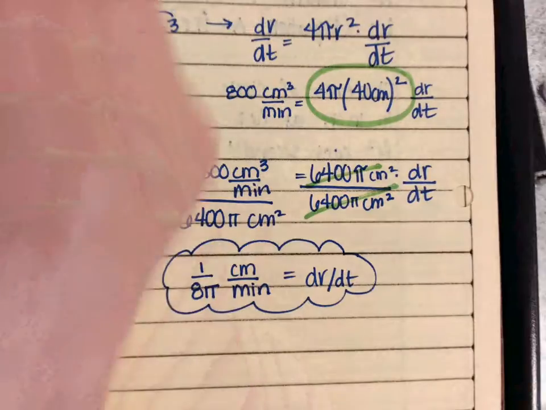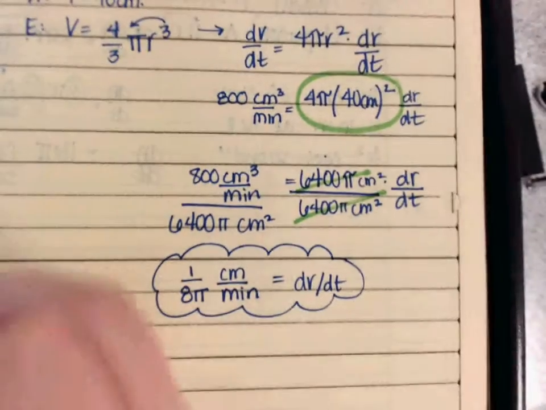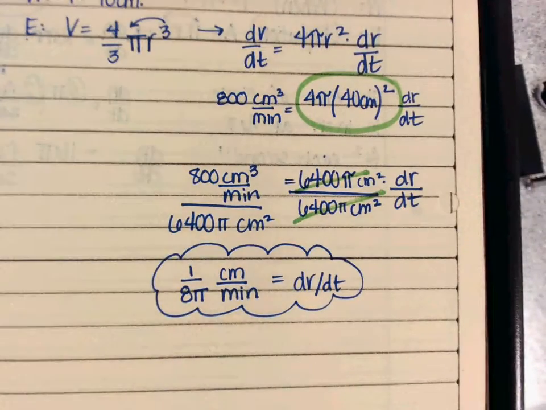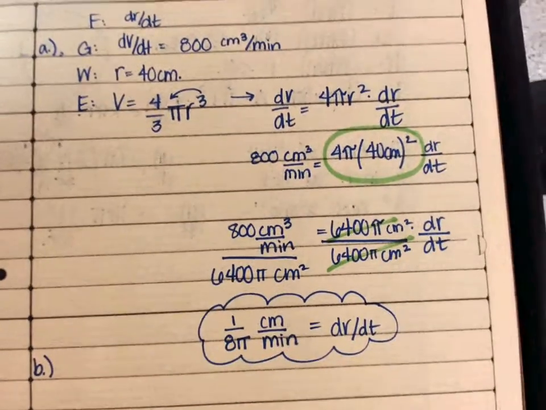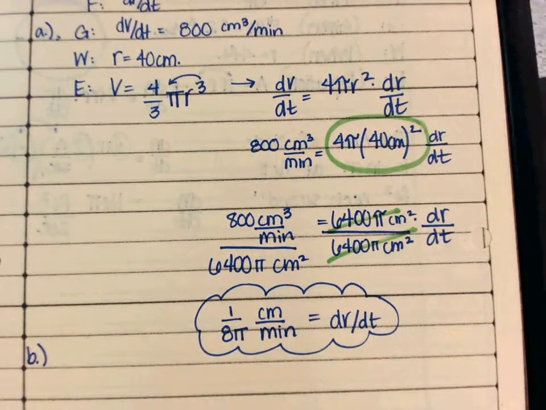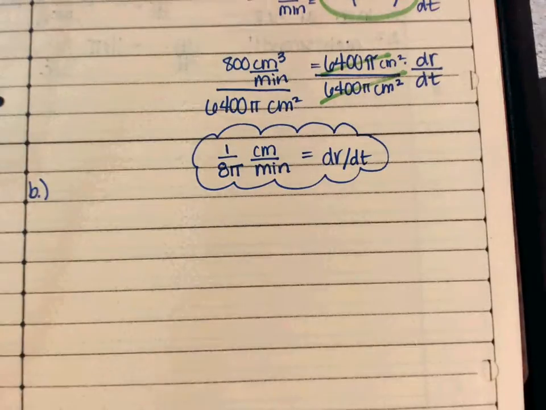Okay, let's go to part B. That was part A. Part B on the same question says, how fast is the surface area of the balloon changing at the when the radius is 40? So come down here, find, given, when. What are we finding?